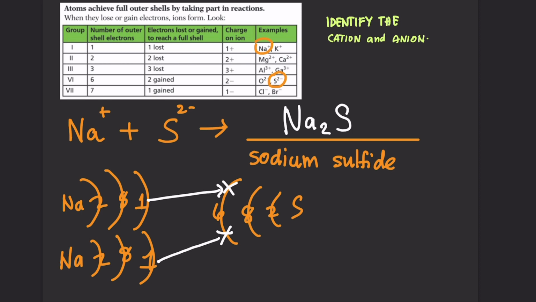And if you look here, Na is 1 plus, sulfur is 2 minus. So in order to make them balanced, you need another sodium atom to bond with one sulfur atom. So this is the balanced equation. Okay? And that is how to use the table.